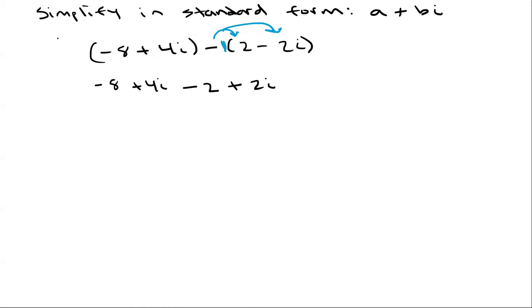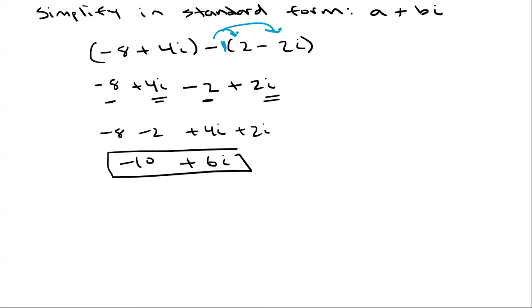Then we're going to combine like terms. I'm going to combine the ones with no variables, and then combine the ones with variables. So we have -8 minus 2, and then plus 4i plus 2i. That gives us -10 plus 6i. That's our answer there. Just make sure that you distribute that negative to both terms. That's a pretty common mistake that students make when trying to simplify this in standard form.